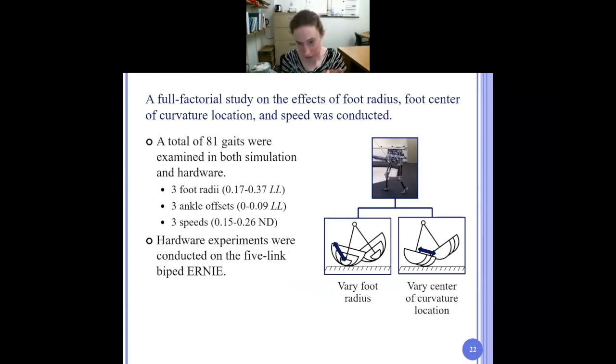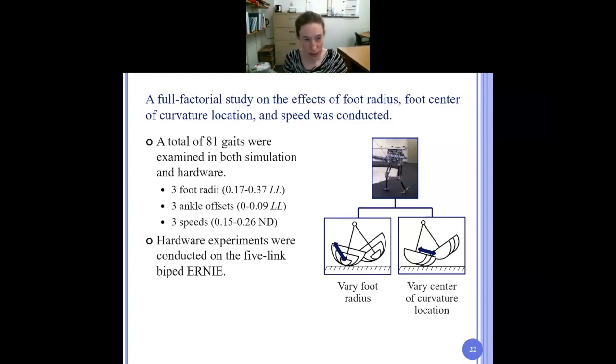All right, so basically the purpose of this study was to look at the effect of changing parameters of the foot on the biped gait. And specifically, I looked at changing two foot parameters. One is the radius of the foot, so you can see that in this left figure here. I can make the radius either small or large. And then the second parameter is I can shift the center of curvature forwards or back. We called this shift of center of curvature location ankle offset for shorthand. And then I also tested 3 different walking speeds.